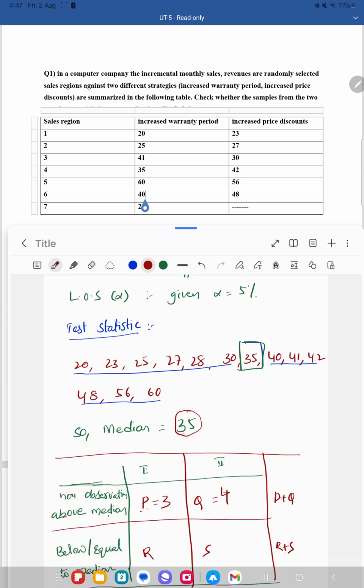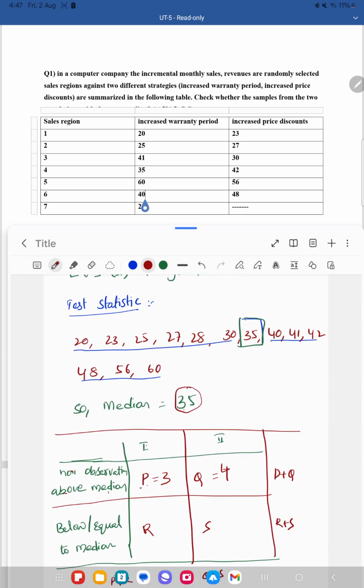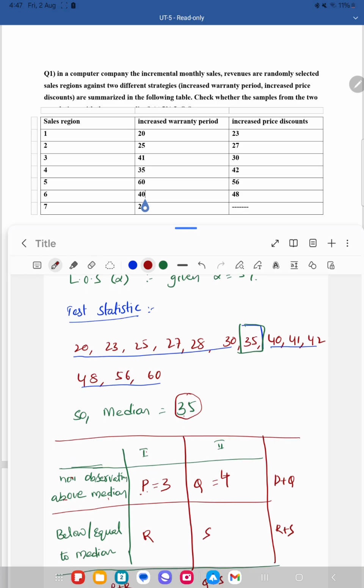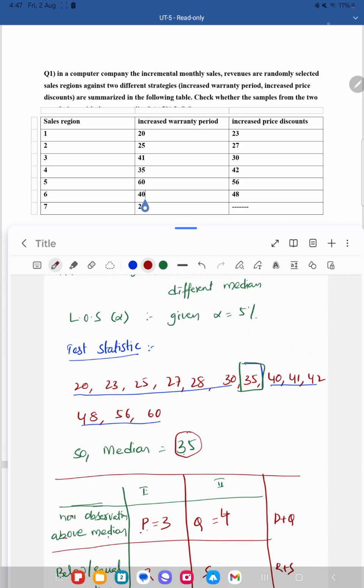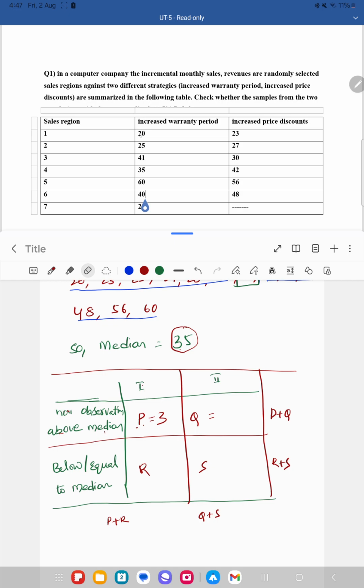So in sample 1, there are 3 observations above the median. In sample 1 there are 7 observations in total, so with 3 above median, obviously 4 will be below median. Similarly in sample 2, let's find out how many are above median. Median is 35, so above are 1, 2, 3. So 3 are above median, and in sample 2 we have only 6 observations, so the remaining 3 are below median.